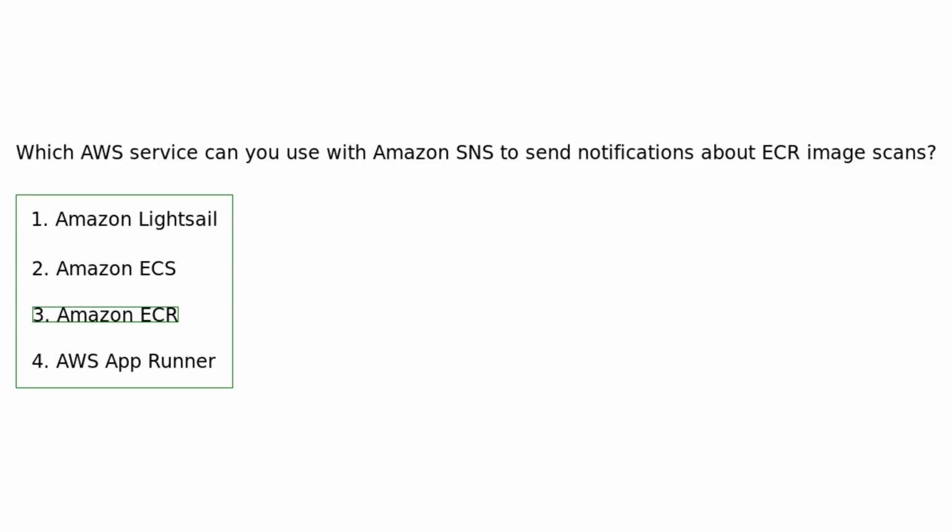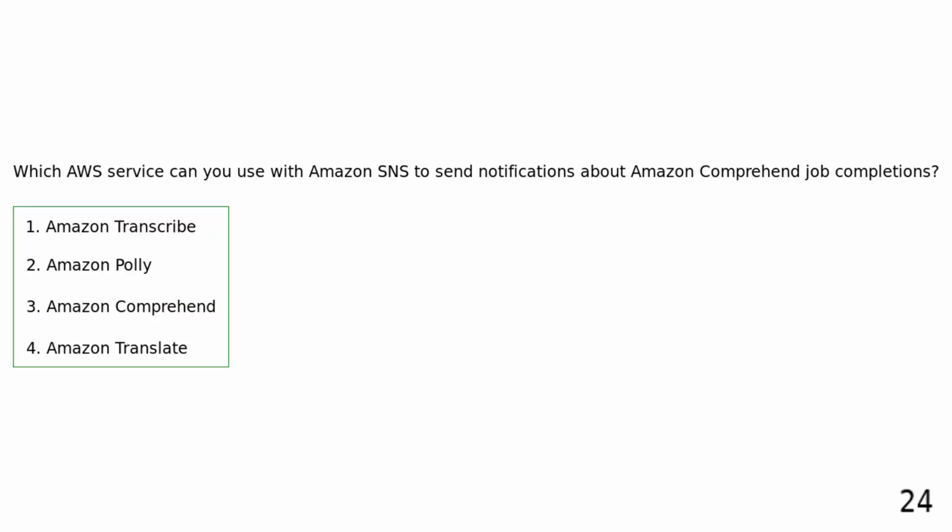Which AWS service can you use with Amazon SNS to send notifications about Amazon Comprehend job completions? Amazon Transcribe, Amazon Polly, Amazon Comprehend, Amazon Translate. Amazon Comprehend can be configured to send notifications through Amazon SNS when a natural language processing job completes, such as sentiment analysis or entity recognition.